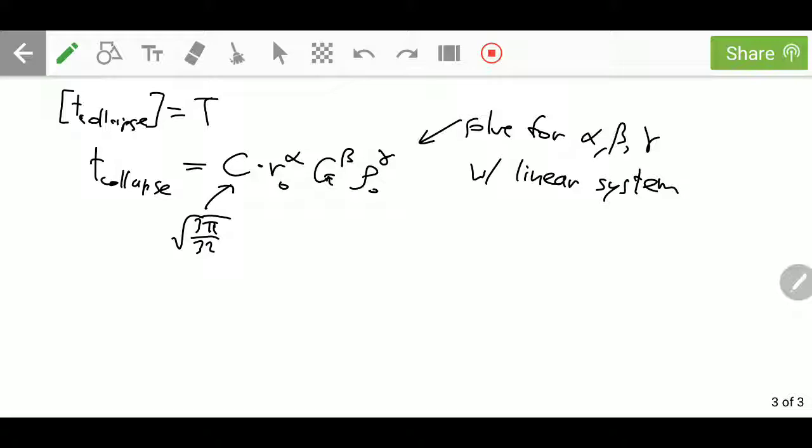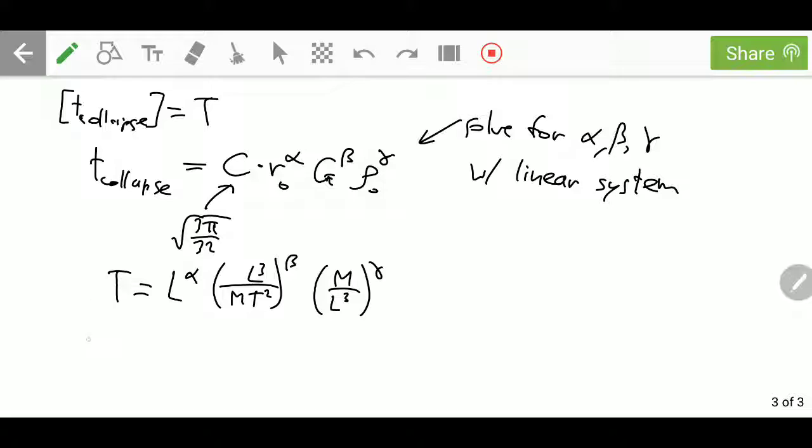So for now, let's do this. On the right side, our units are time. On the left side, the units are time. On the right side, again, the units are, so we have R naught is L to the power alpha, and then we have G, which remember is L cubed over m t squared, and that's all to the beta, and then rho naught is m over L cubed to the gamma.